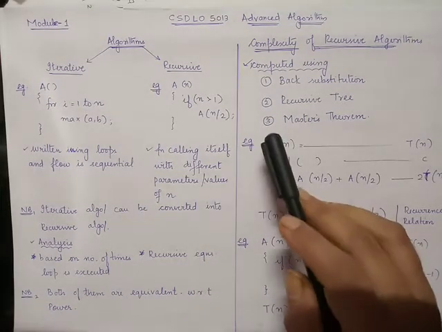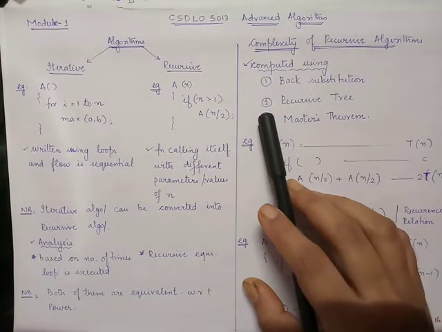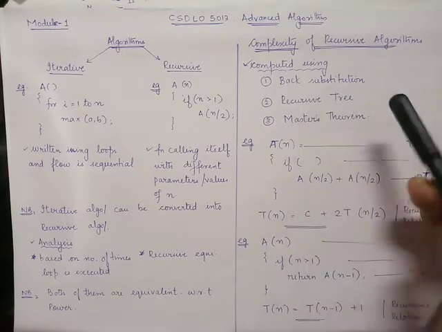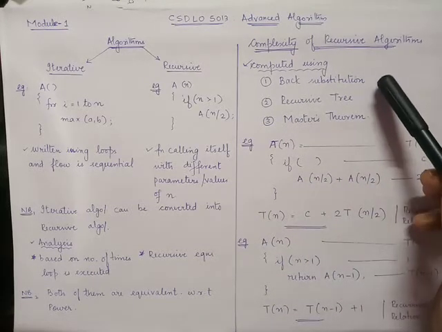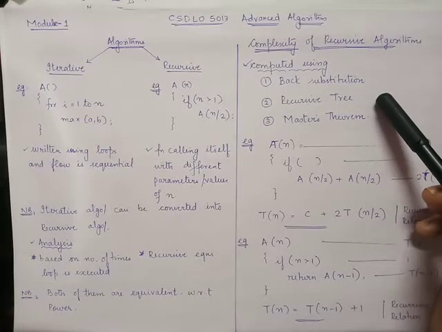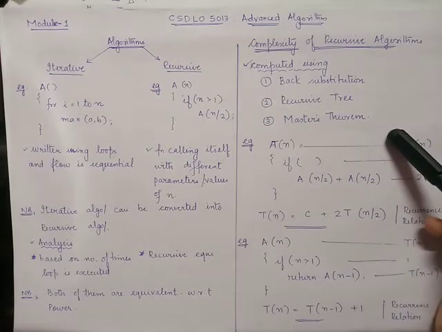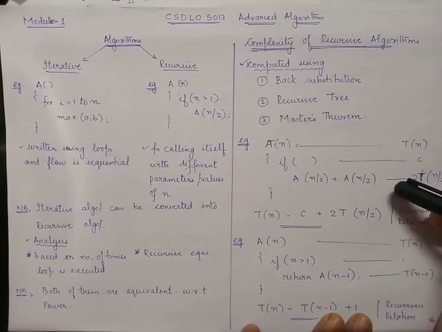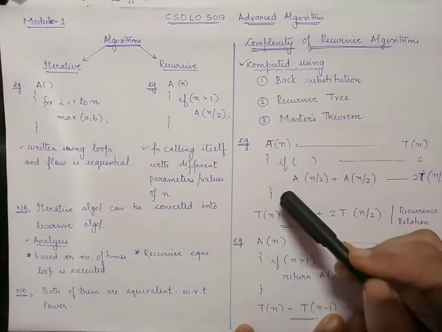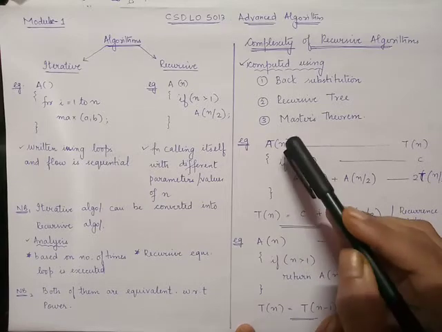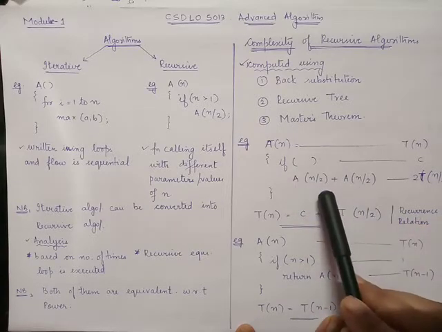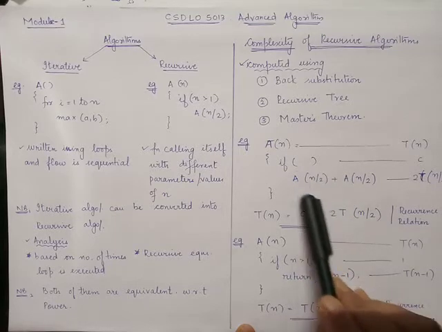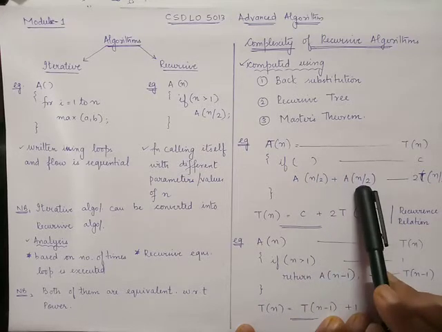Now, let us discuss how to compute the complexity of recursive algorithms. For computing the complexity, there are three methods: back substitution, recursion tree, and master's theorem. For the same, let us discuss a brief example. Given a small code snippet in which a function is calling itself with a value n by 2, and this function is invoked 2 times.